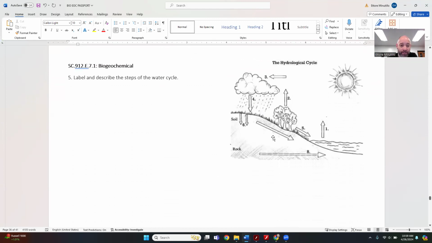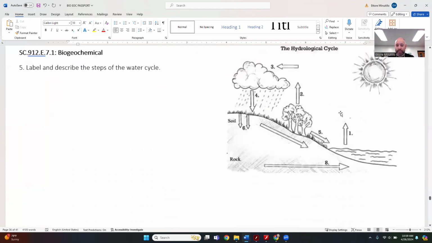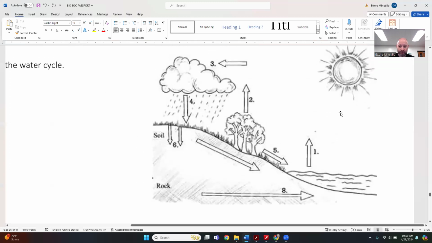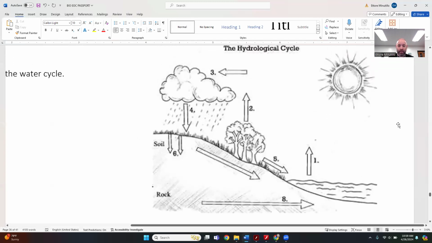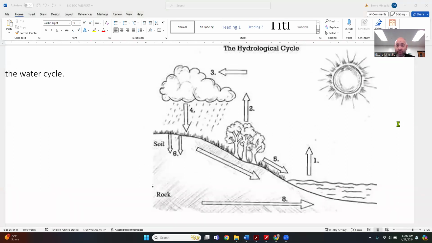Our biogeochemical cycles. Label and describe the steps of the water cycle. Okay, I'm going to zoom in a little bit here to make it easier to write on. You guys, here it says the hydrologic cycle. That's just telling us water. Hydro for water. Hydroelectric dam involves water, that kind of thing. The only stuff you really need to know for our water cycle in reference to the EOC is roughly what all of the ways to move the water are called. So let's label some of these and see what we've got.